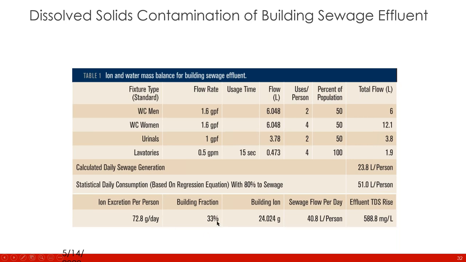So if we say in this office building that each person loses, of the total ion excretion per day, 33% is deposited in this office building where they're working for 8 hours. And so that means that in the building, each person is putting out 24 grams, and the sewage flow is this. What that means is that the effluent total dissolved solids rise in the wastewater coming out of this building is 589 milligrams per liter.